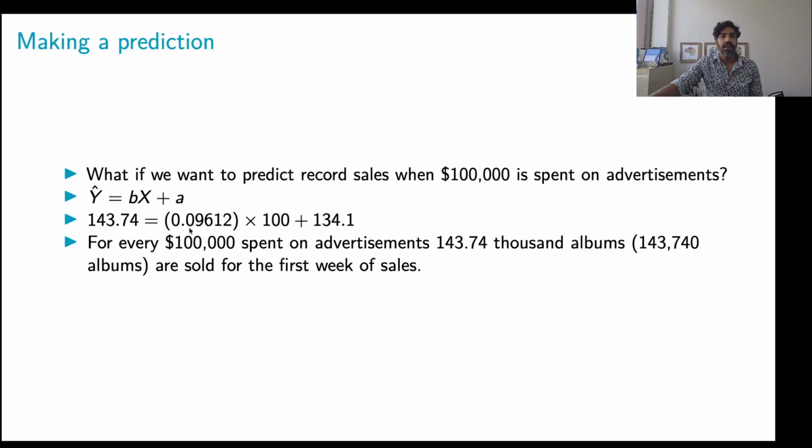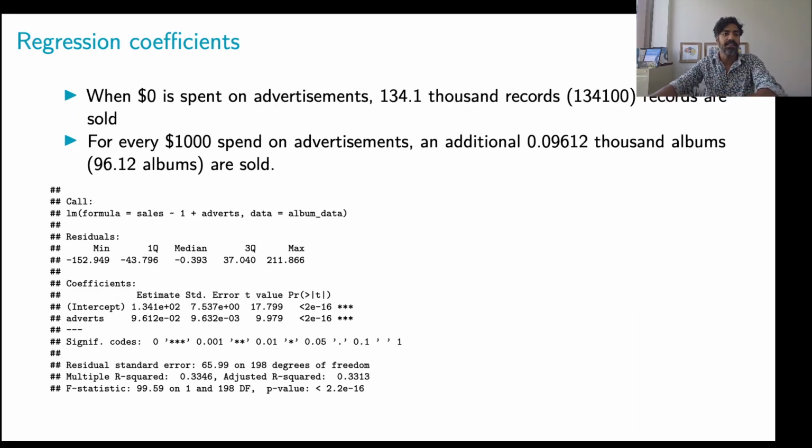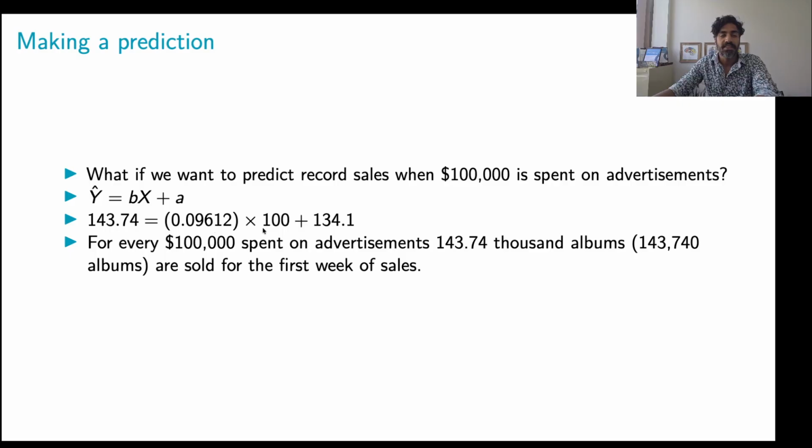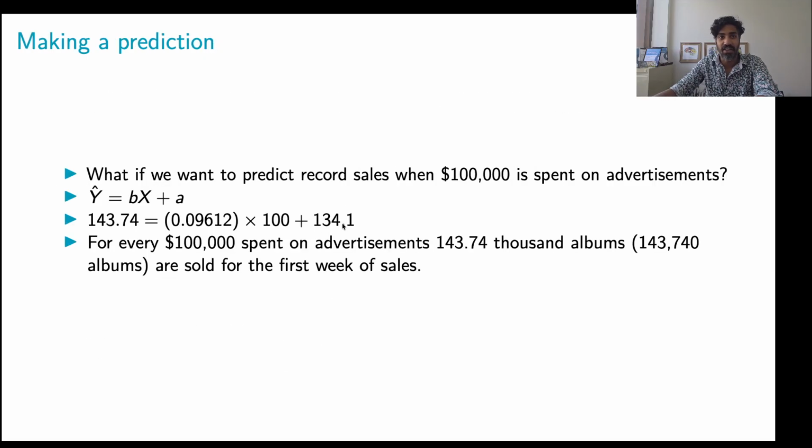And we get that with our 0.09612, right? The 0.09612 is this value here. So that's our estimate, that's our slope, times 100, because I'm putting $100,000 in. And I'm adding 134. Ask yourself, where did that number come from? Hopefully you remembered that is the intercept. When x equals 0, that's 134. So this is just the linear regression line, right?